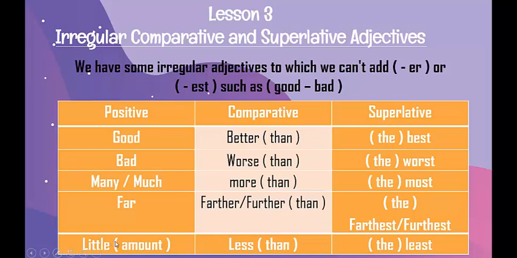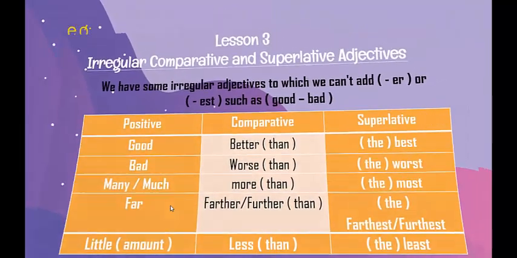Little, we use it with amount, something uncountable like rice, pasta, and so on. The comparative form, less than, and the superlative, the least. Here we have the last one. Little, less, the least. Good will be better than, the best. Bad, worse than, the worst. Much, more than, the most. Far, farther than, the farthest. Little, less than, the least.